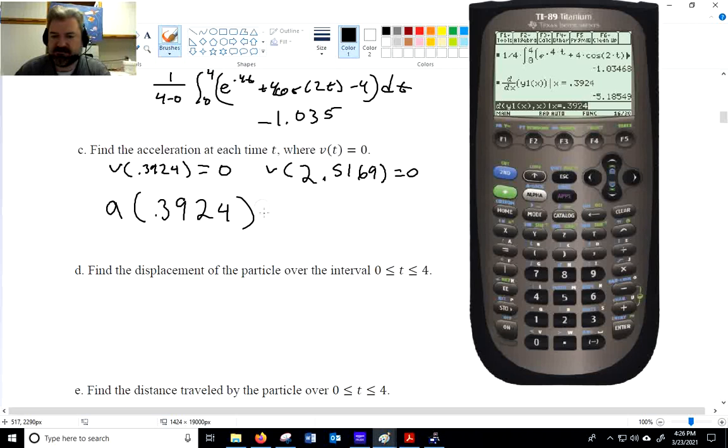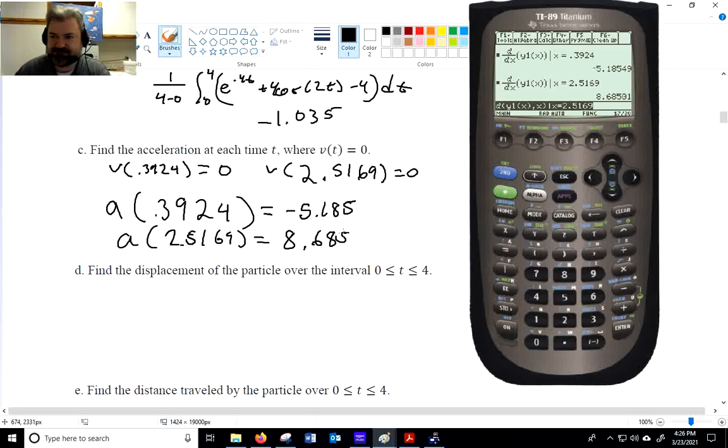So we get negative 5.185, and we'll find a of 2.5169, which is 8.685.